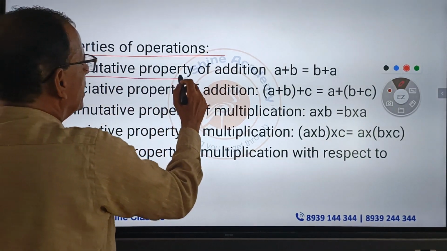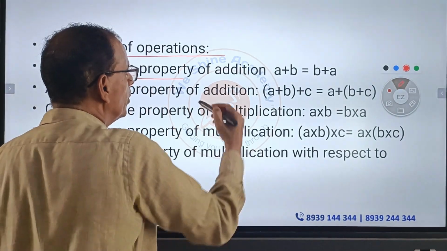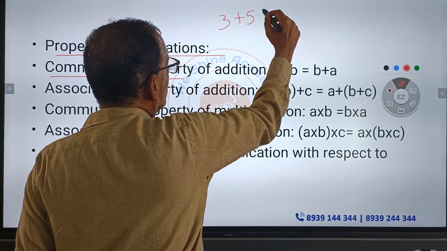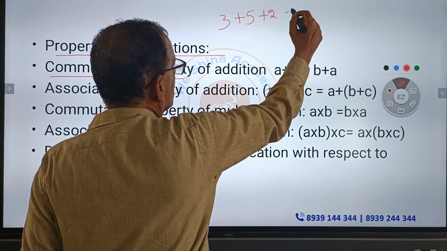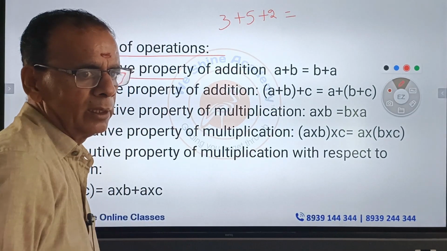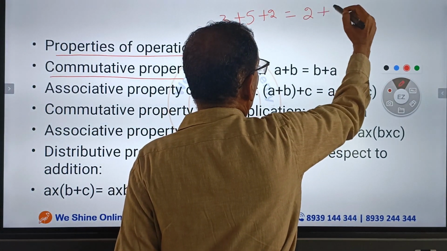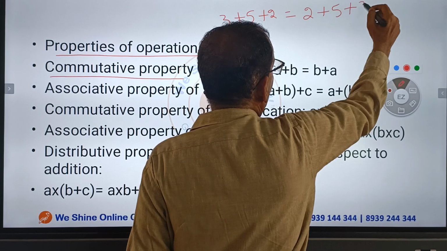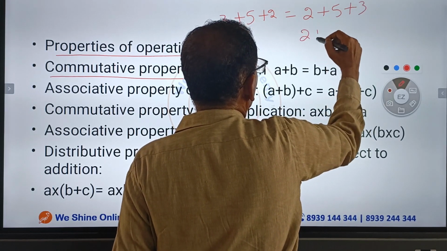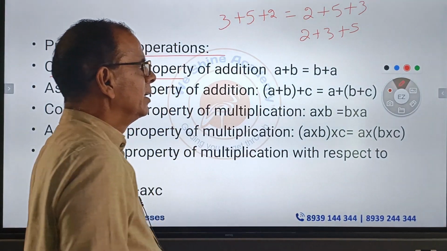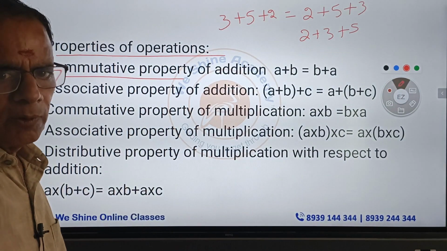Commutative property of addition. Suppose I take 3 plus 5 plus 2. I have written it like this. What is the value? 10. Instead, I am writing it as 2 plus 5 plus 3 or 2 plus 3 plus 5. I am changing the order. Will the value change? The value will not change.